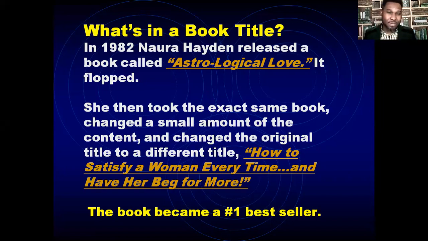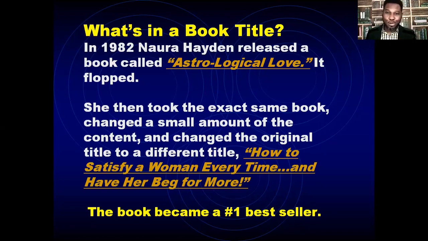So let's get started. In 1982, I'm going to share a story with you. In 1982, Nora Hardin released a book called Astrological Love. What happened to the book? It flopped. It failed big time, and then when she realized that the book had flopped and she couldn't get as much sales as she expected, what did she do?